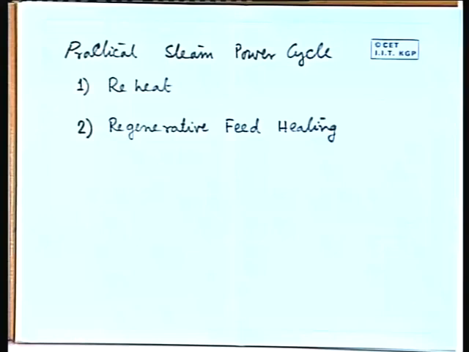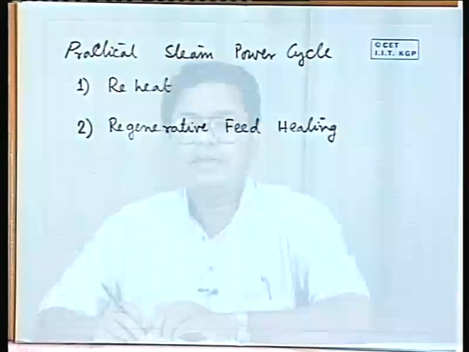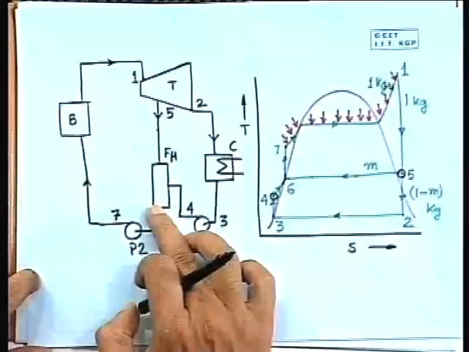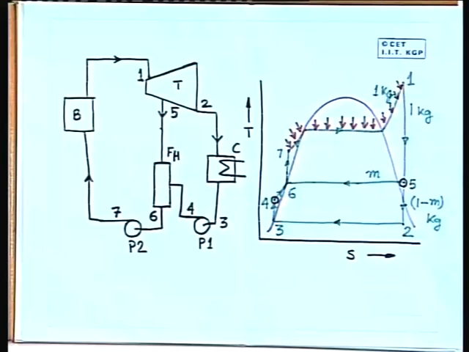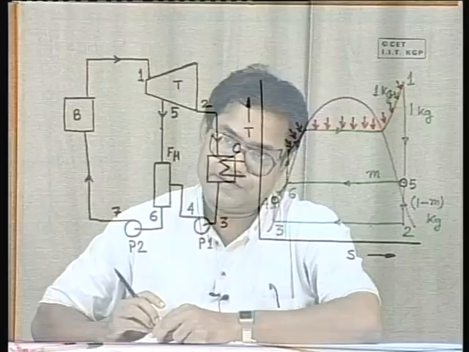Now, if we see regenerative feed heating, we are increasing the mean temperature of heat addition, and I told that we are increasing the efficiency. For the sake of simplicity, I have shown only one feed heater, but in practice, if we increase the number of feed heaters, the efficiency increases. Again, the incremental increase in the efficiency decreases as the number of feed heaters increases.